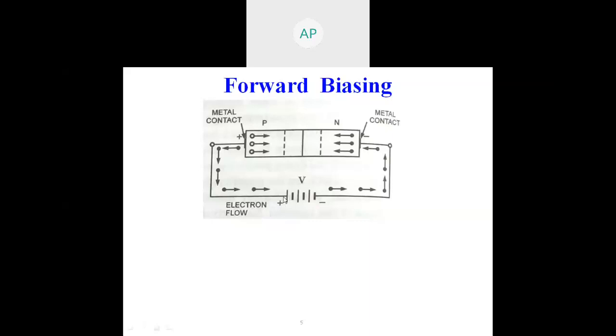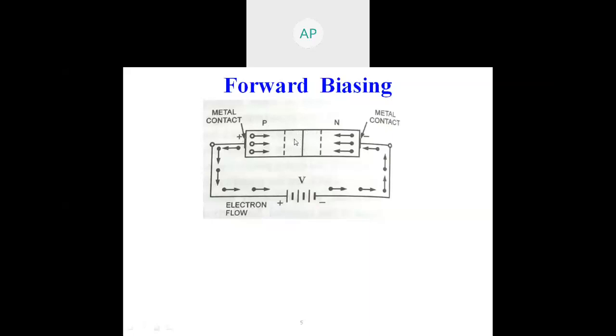On the p side, as the positive terminal of the battery is connected to the n type, the positive terminal will emit positive ions. But near the junction on the p side, there are negative ions. So these positive ions and negative ions will combine there, and so this depletion width will now be reduced.